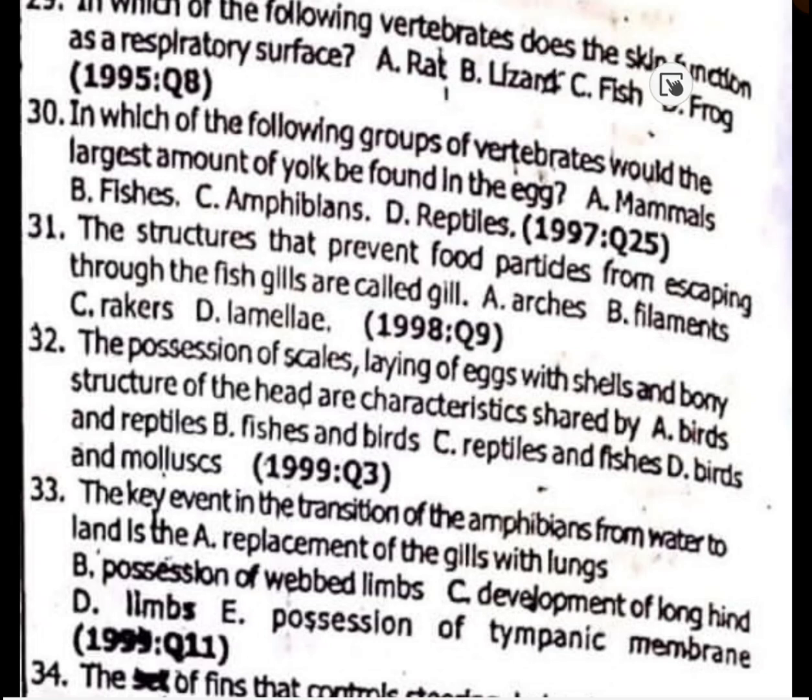Let's go back to our question. In which of the following vertebrates does the skin function as a respiratory surface? Option D is the correct answer, frog or toad. Okay. 30. In which of the following groups of vertebrates would the largest amount of yolk be found in the egg?